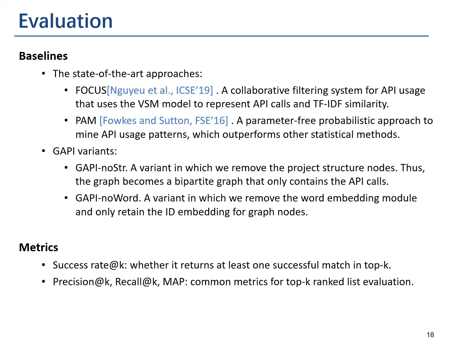We compare GAPI with 2 groups of baselines. First, the state-of-the-art approaches including Focus and PAM, which I introduced before. The second group is variants of GAPI that are aimed to study RQ2 about the model utility. One variant removes the project structure nodes so that the graph becomes a bipartite graph that only contains the API calls. The other variant removes the word embedding module and only retains ID embeddings for graph nodes.